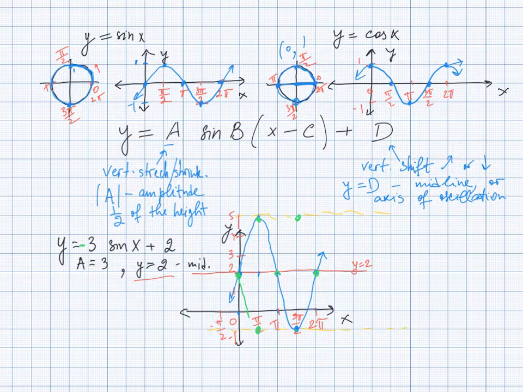And now I draw it neatly. So this is my negative 3 sine x plus 2 graph. And the original was positive.